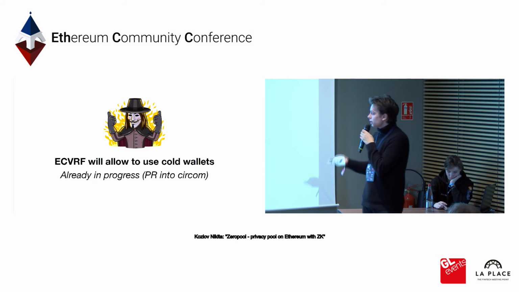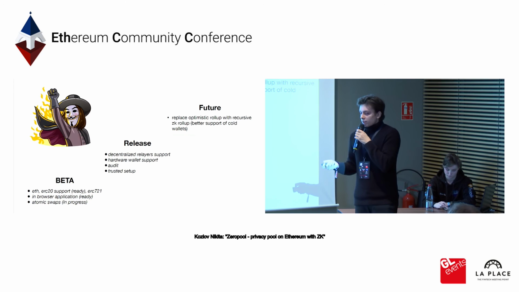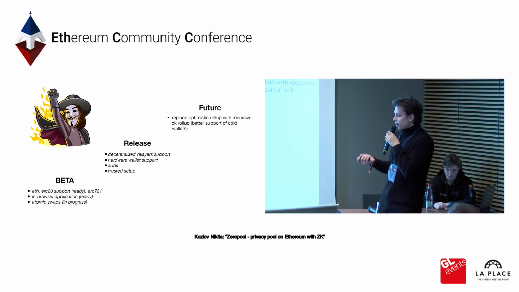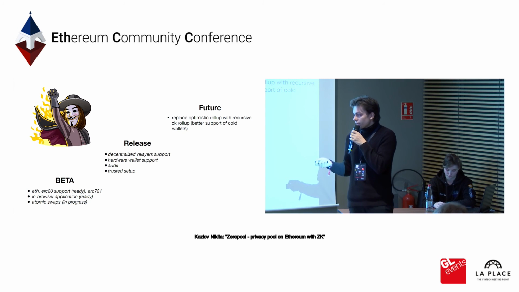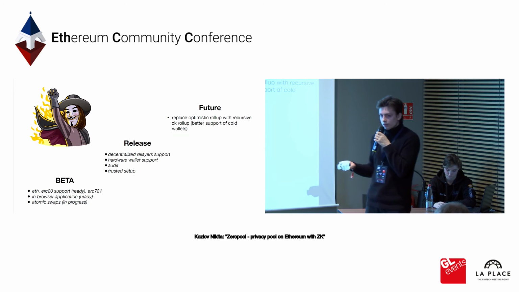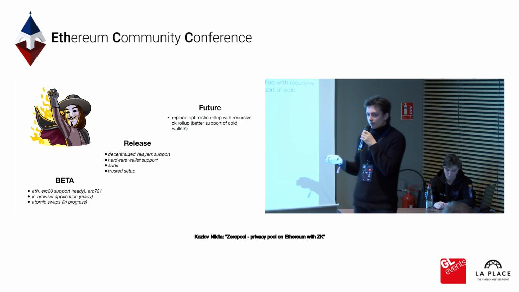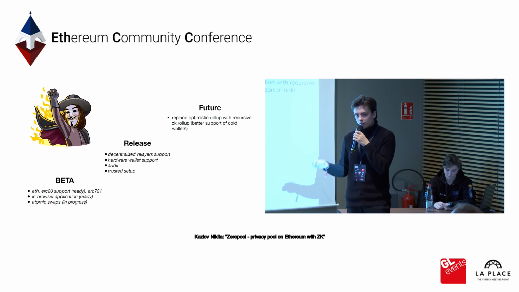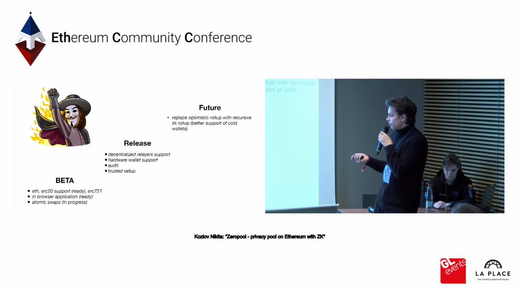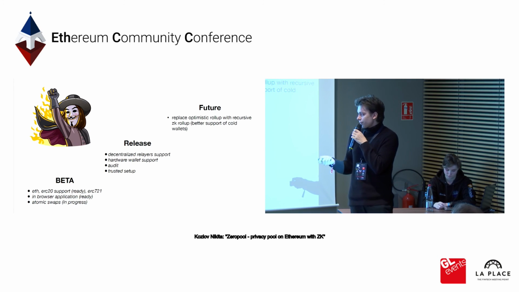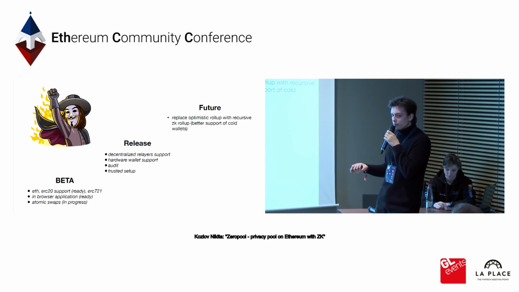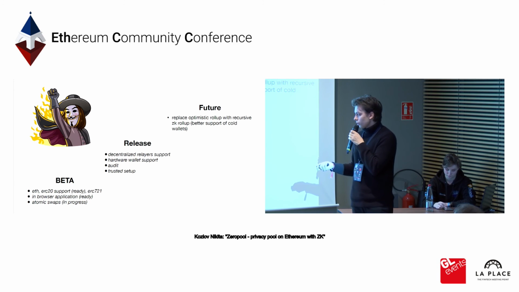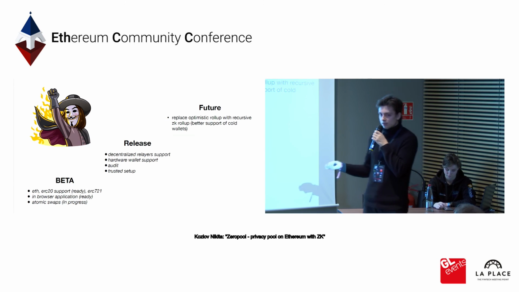What we have right now is a beta. We have Ethereum and ERC20 support, and also we have a browser application, so you can test it on your laptop right now. And we have implemented atomic swaps on the protocol level, and it will be implemented in the user interface soon also. We are planning to release our version with decentralized relay support, with hardware wallet support, and also with audit and trusted setup.